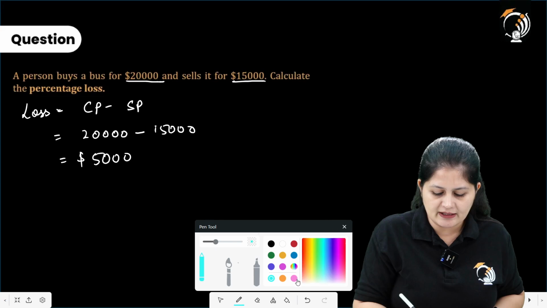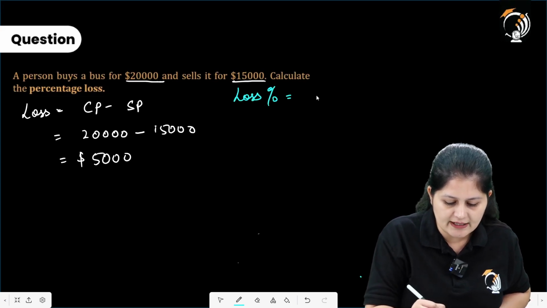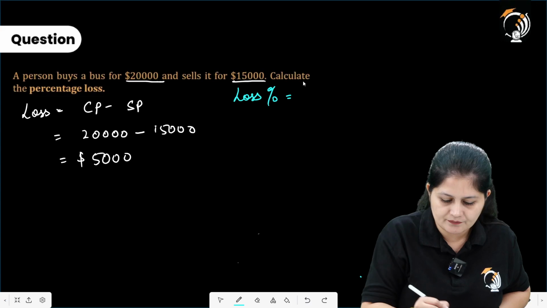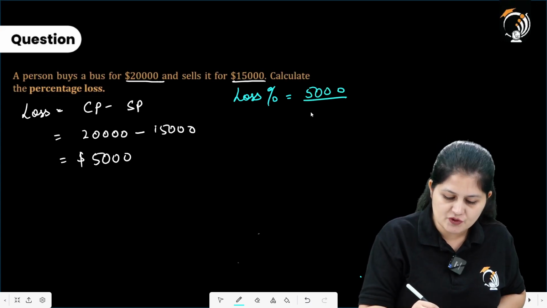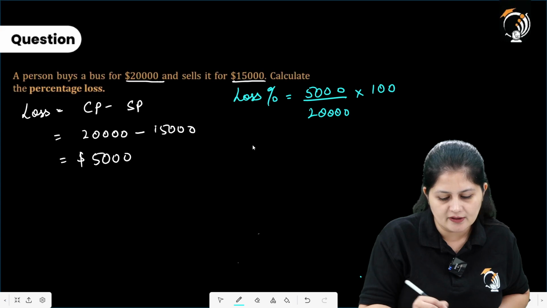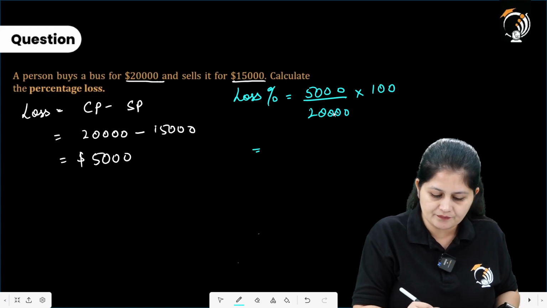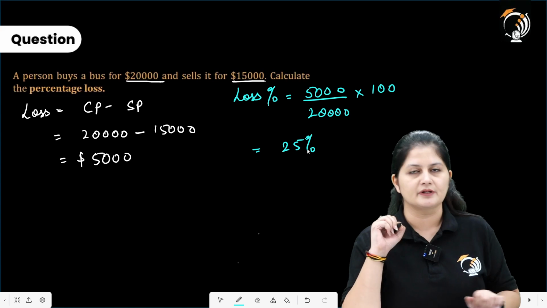Now, if we need to find the loss percentage, that is the loss over the cost price of the item, which is $20,000, multiplied by 100. That is what the formula says. So let's calculate the value. What are we getting here? 25% loss is happening. Clear?